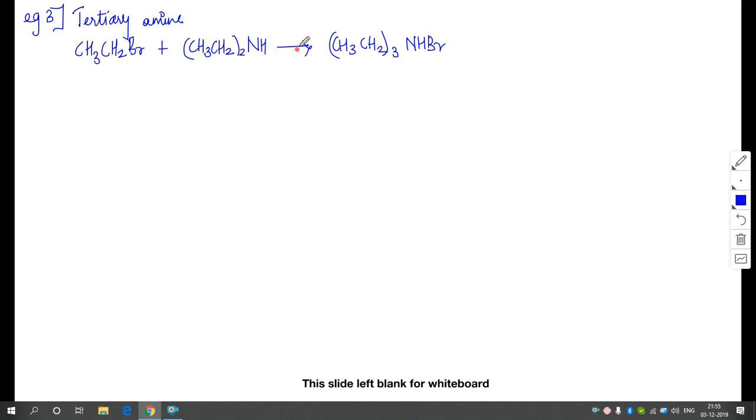You understood what's happening? It's just a substitution reaction, the same kind of substitution reaction. Earlier I got diethylamine. Now I have got triethylammonium bromide. Now I'm going to use this triethylammonium bromide again, with excess of ammonia.